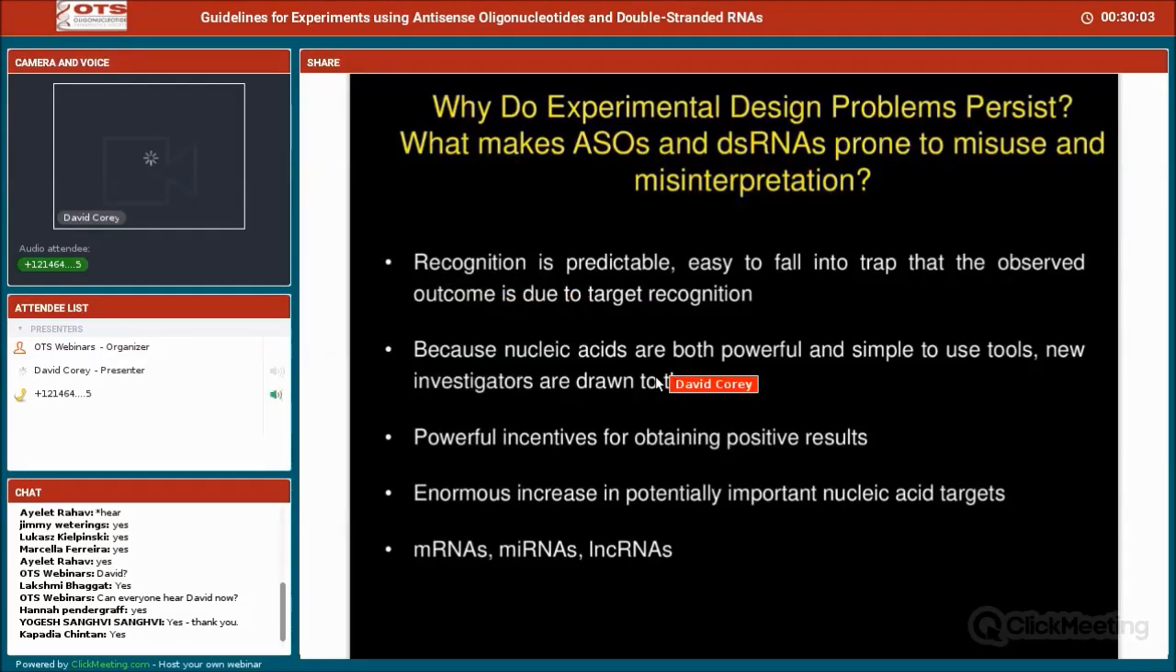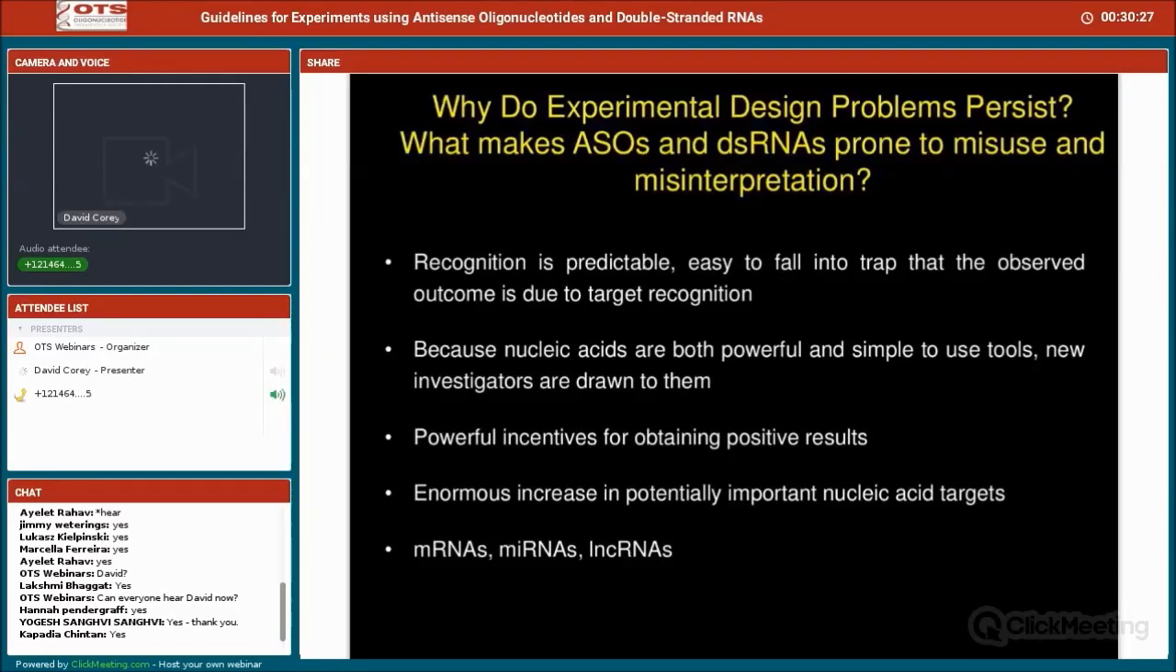Another reason is that because nucleic acids are such powerful tools, so simple to use, new investigators who are trained in other areas of science are drawn to use them. And I think, understandably, those new investigators will not have read the old literature in our specialized field that dates back to the 1990s.